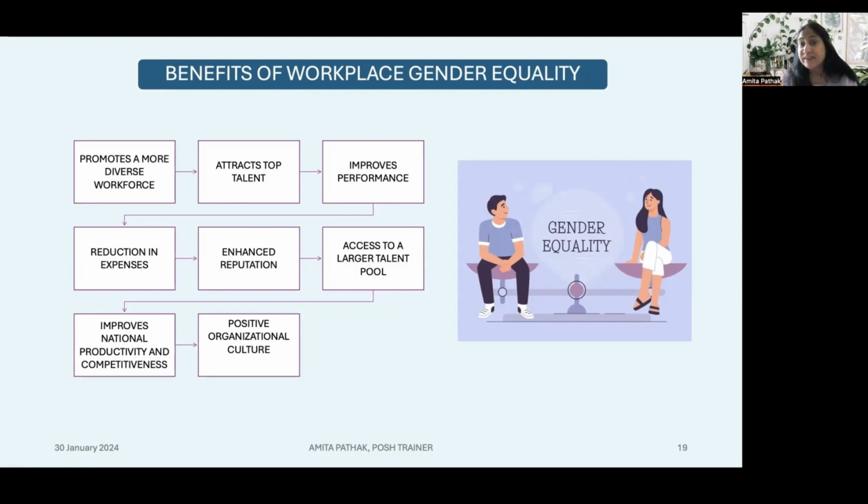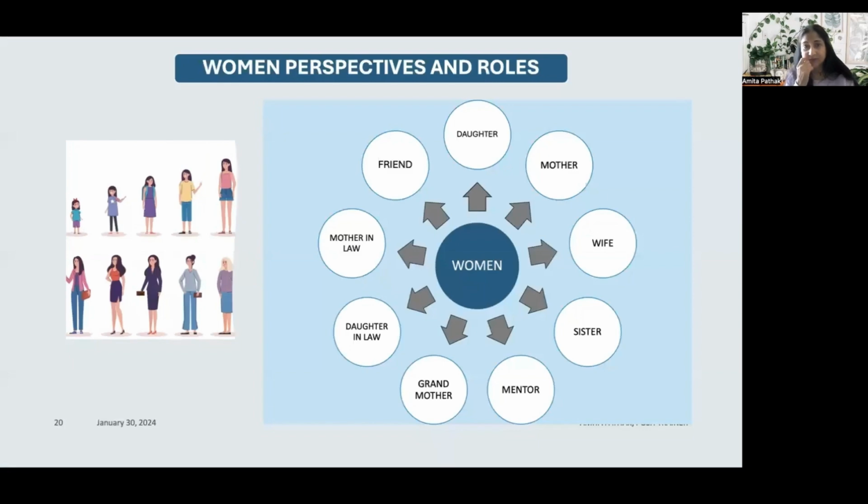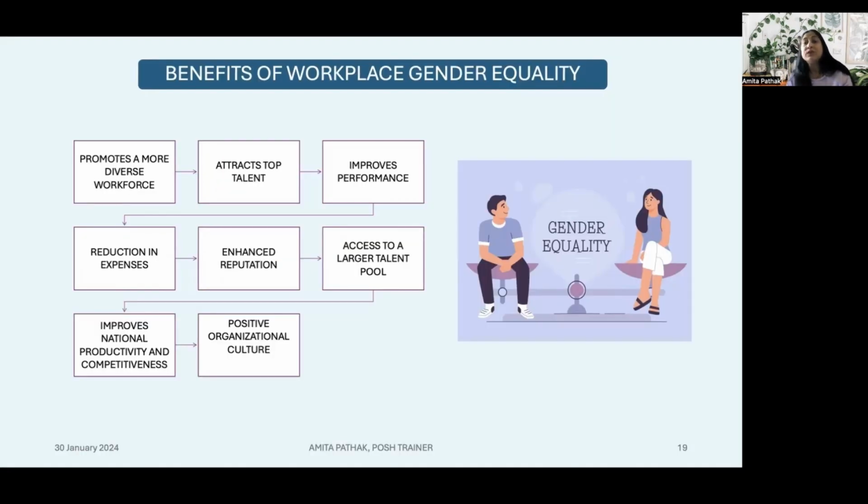Dear friends, if we bring gender equality at the workplace, it creates a diverse workforce. It attracts top talent to the organization. It improves performance. Expenses will be reduced when there is no attrition in the organization. The reputation of the organization will increase, as it is providing equal opportunities to men as well as women. There is access to a larger pool of talent. It improves productivity at the national and international level when women contribute to the workforce, and the organizational culture will also improve. So these are certain benefits of workplace gender equality.